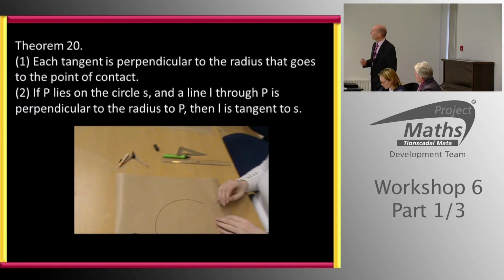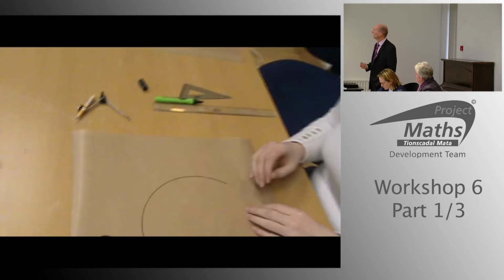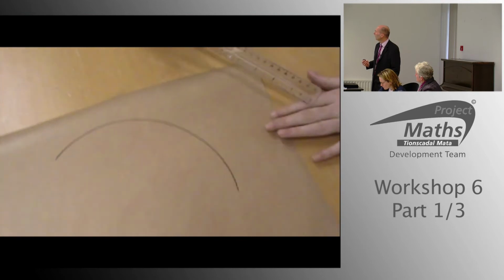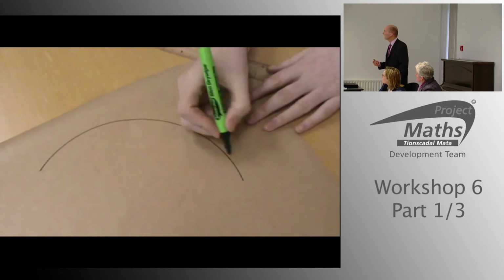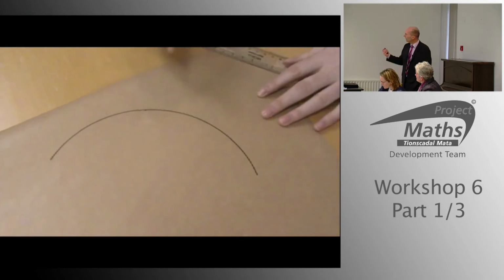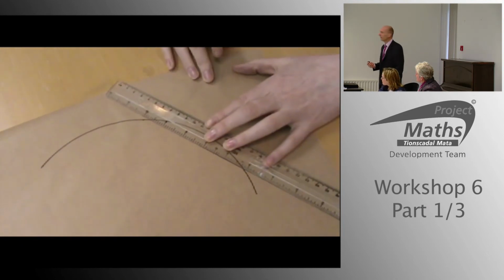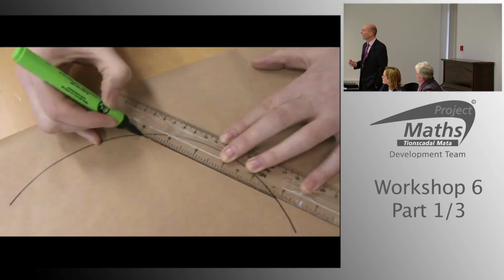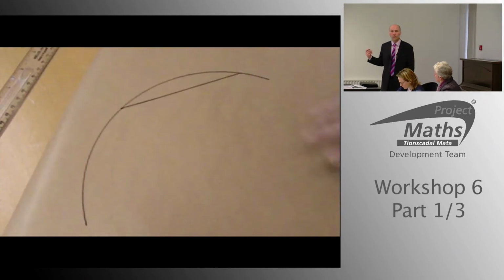And so your theorem is each tangent is perpendicular to the radius, and then the perpendicular from the center to a chord. And again, there's the understanding there. Okay, but you've seen all these done. Now these videos are all available online as well, on the website.